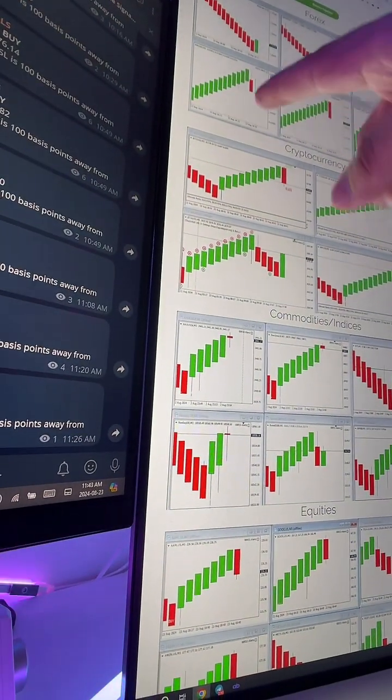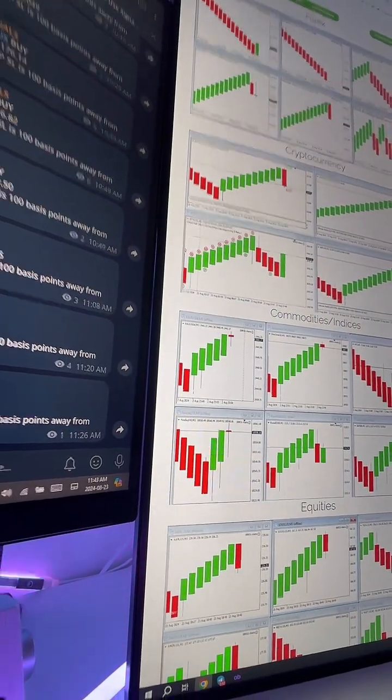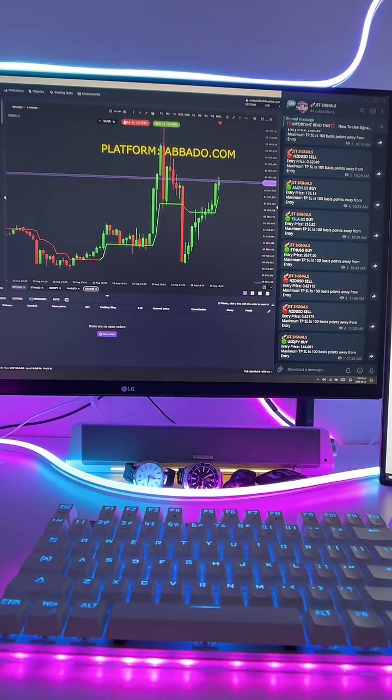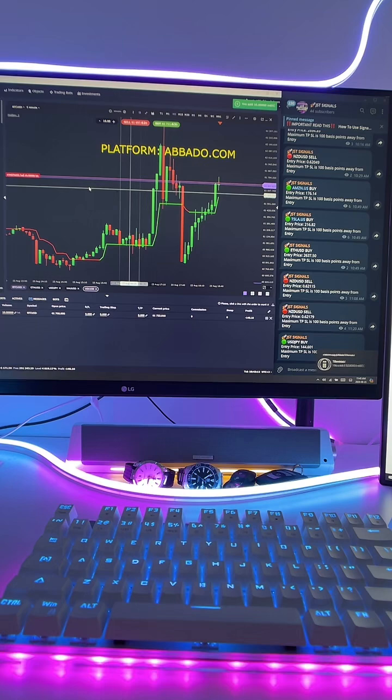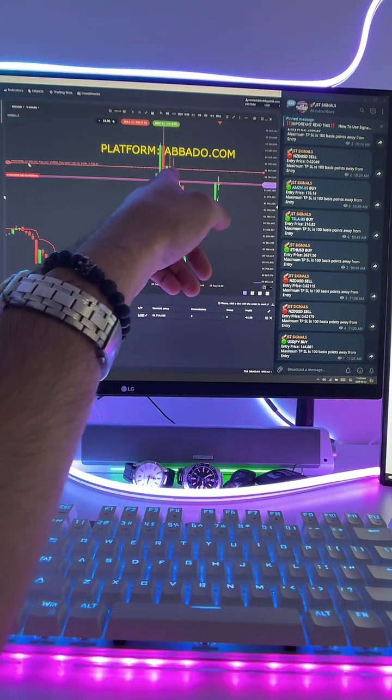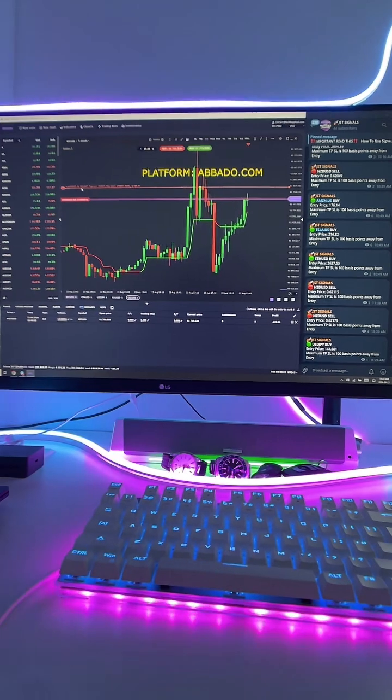All right, guys. So you guys can see right here, the range bars are starting to go red. So I'm going to just enter a short position right here. There we go. So I just entered a sell trade. Now I'm going to set my stop loss and take profit right away. So you guys know what it is.